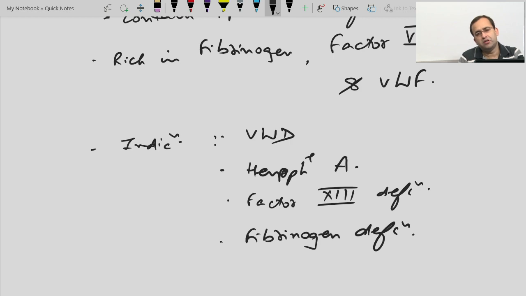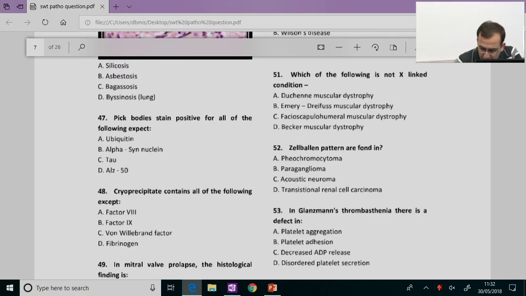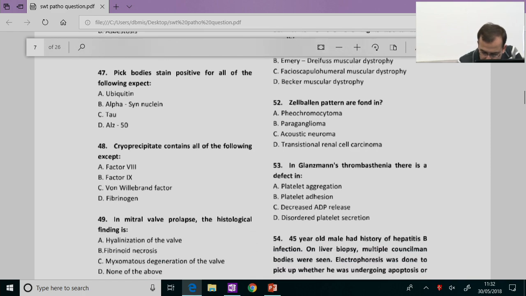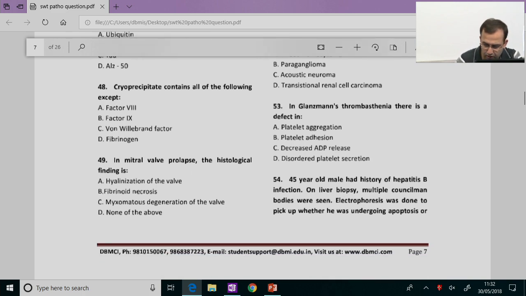These are the indications of cryoprecipitate. Done. So coming back to the question, cryoprecipitate contains all except factor 9. Next, this gets us to the next question, that is question 49.